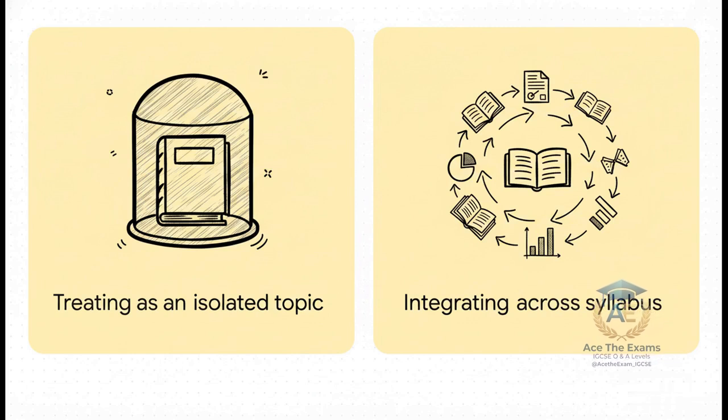The examiner reports are crystal clear. Candidates who reference cross-topic connections achieve significantly higher marks. If you view the sales, purchases, returns journals, and cash book as completely separate silos, you are literally leaving points on the table. You absolutely have to connect them to the wider accounting ecosystem.